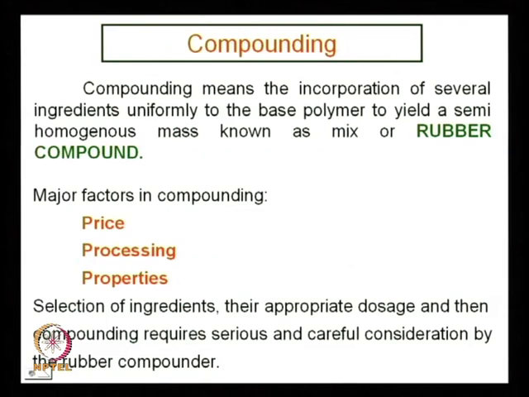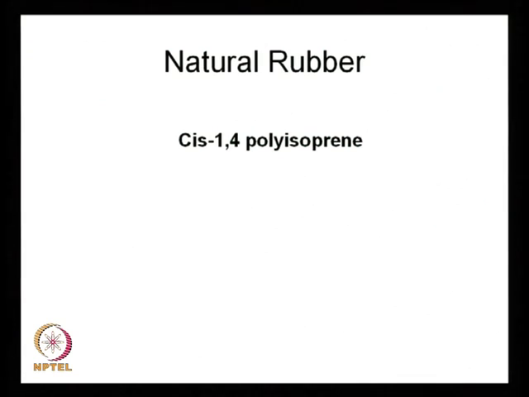The person who actually deals with these things, who makes a formulation, who prepares this rubber compound for making a rubber product, is known as a rubber compounder. There are positions in rubber industries as rubber compounder. They work with the flows, the instruments, these machineries. Then let us look into rubber.